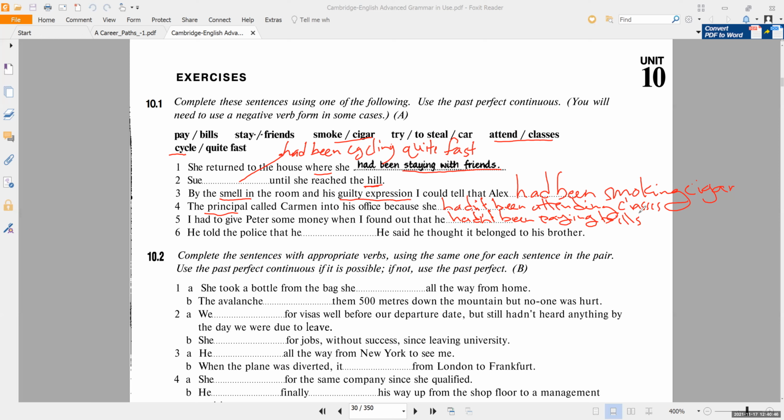Number 6, he told the police that he hadn't been trying to steal the car. He said he thought it belonged to his brother.